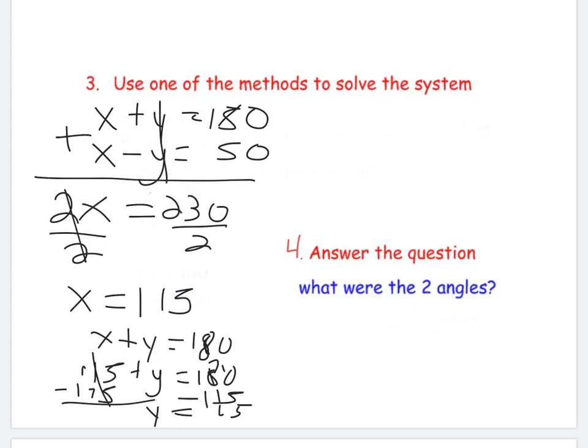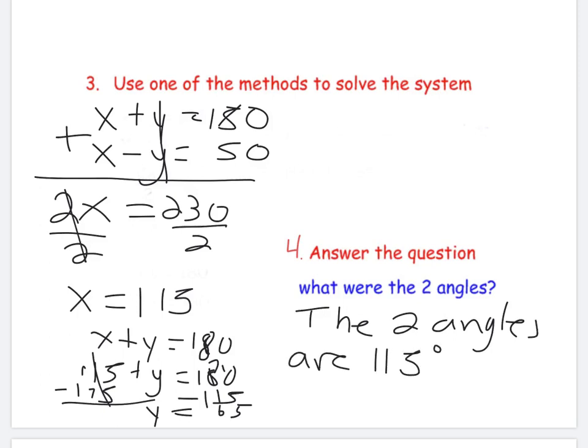7 minus 1 is 6. And then 1 minus 1 is nothing. So I have step number 4 is answer the question. So the question was, what are the two angles? So I'm going to say in a sentence that the two angles are 115, don't forget the degree symbol, and 65 degrees. So then I answered the question.